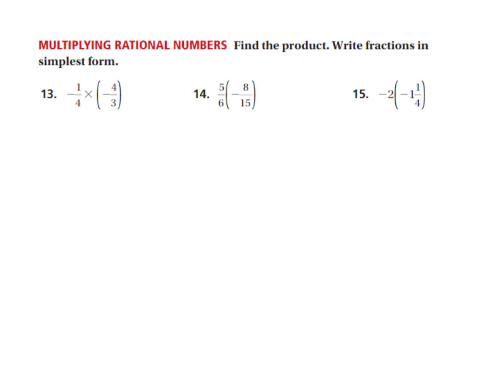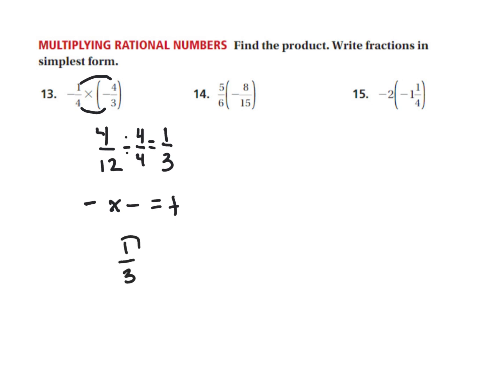Find the product and write the fractions in simplest form. When we're multiplying fractions, we can really just multiply straight across the top. So we can really just multiply 1 times 4 is 4, and 4 times 3 is 12. We can simplify by dividing by 4 over 4 to get 1/3. And then we also need to look to the original problem and know that a negative times a negative is a positive. So our product will just be 1/3, and that will stay positive.